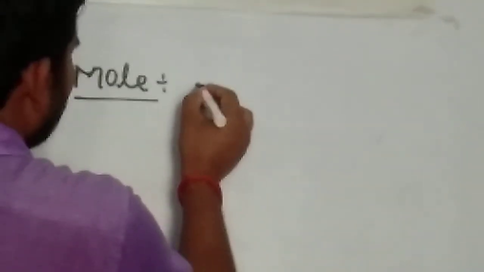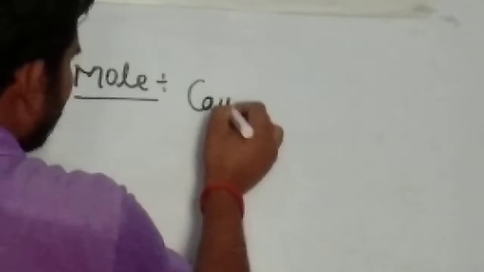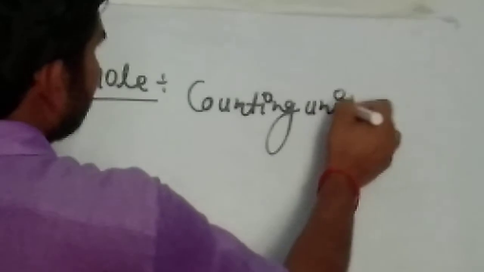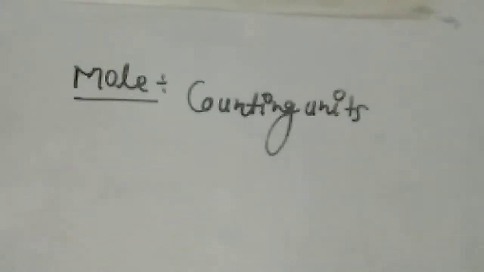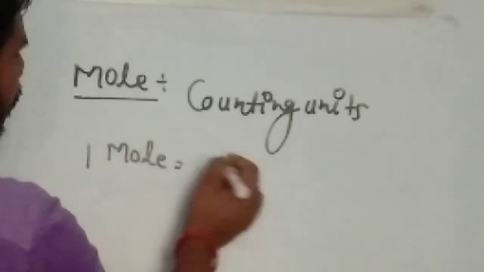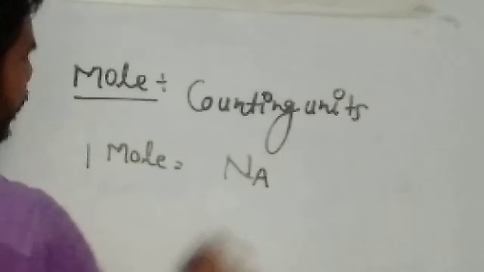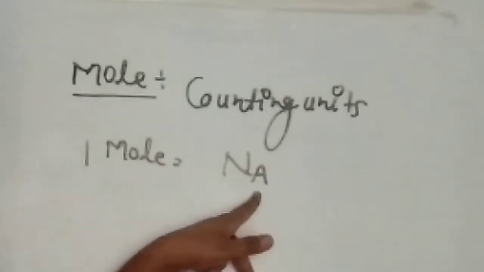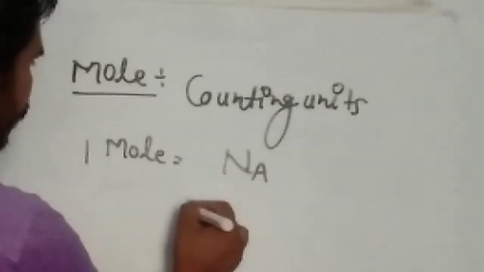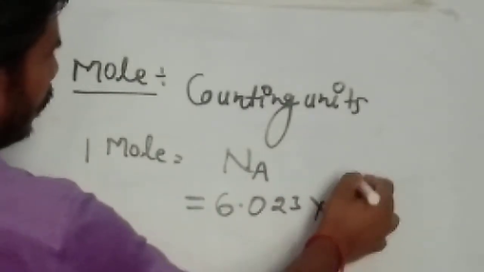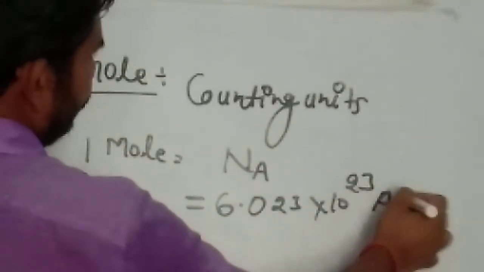Moles means counting units. One mole equal to Na. That is, Na means Avogadro number. 1 mole equal to Na, that is Avogadro number. Value of this Avogadro number, that is 6.023 into 10 power 23 atoms.